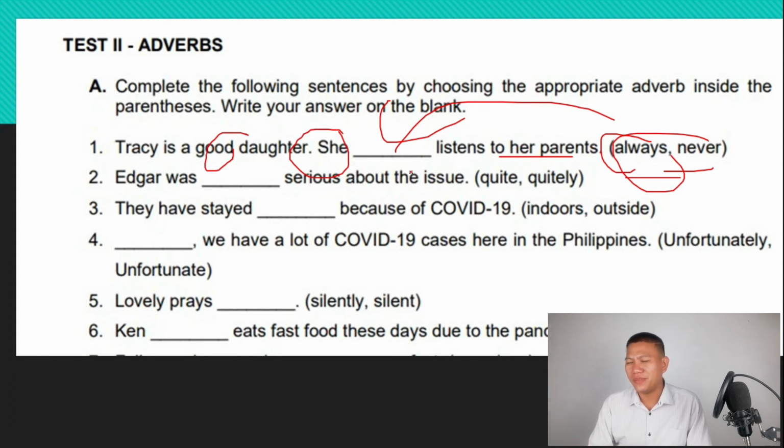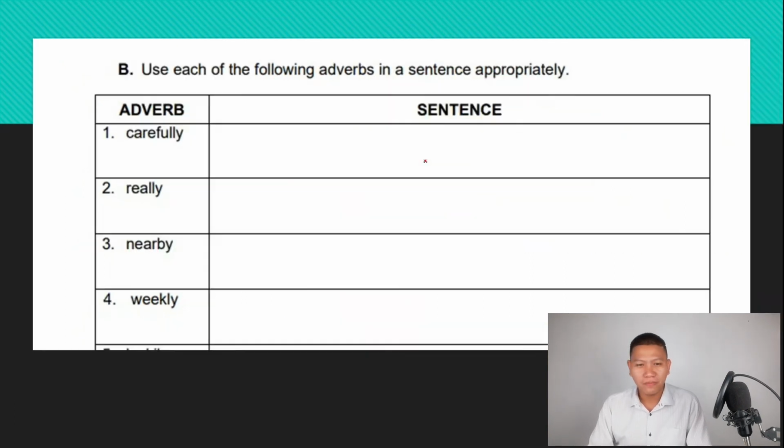So this one is more of a degree, adverb of degree. How does she listen? Always listens. Or it could also be about time. She always listens. When does she listen? Okay, either way. Letter B, use each of the following adverbs in a sentence appropriately.